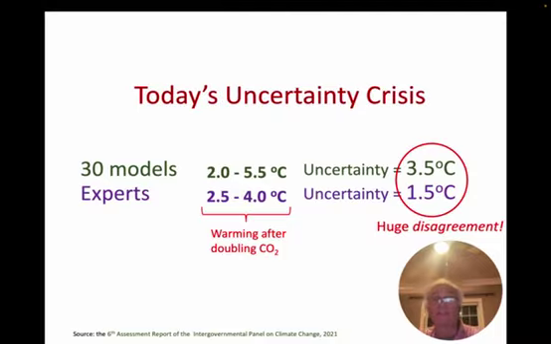If this increased uncertainty wasn't bad enough, at the same time, the experts dramatically halved their uncertainty range to only 1.5 C. Effectively, the experts now know better than the models. The experts are needed more than ever.